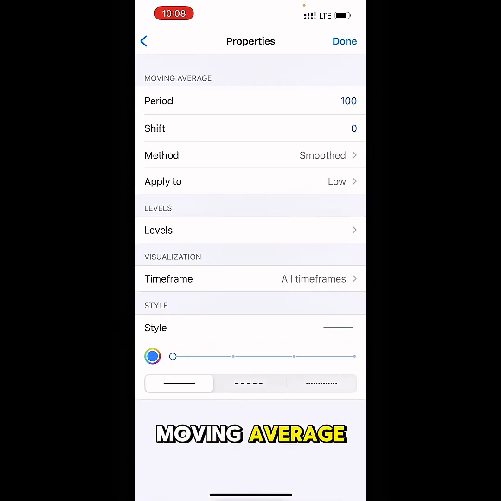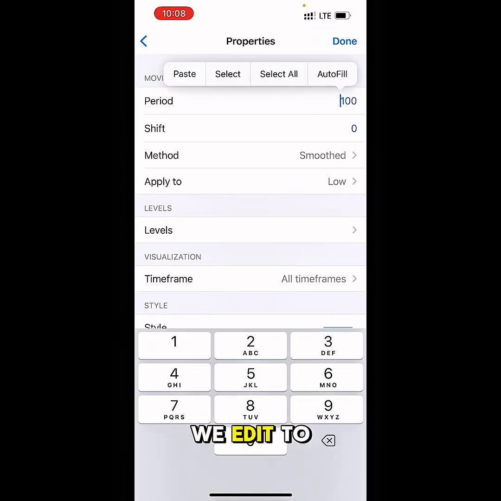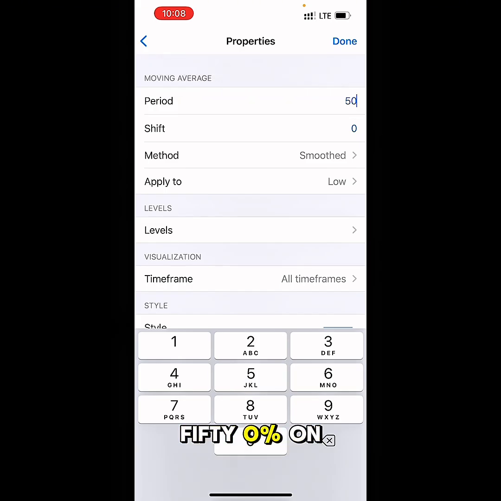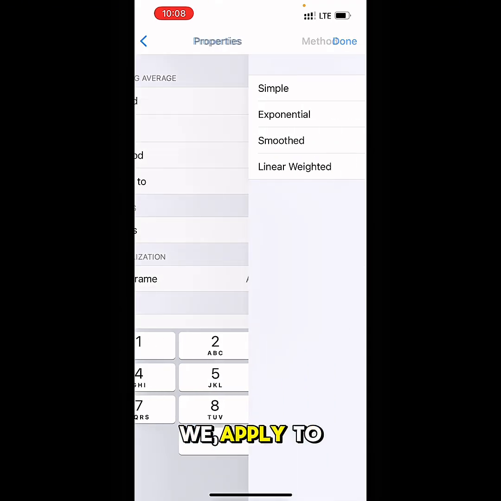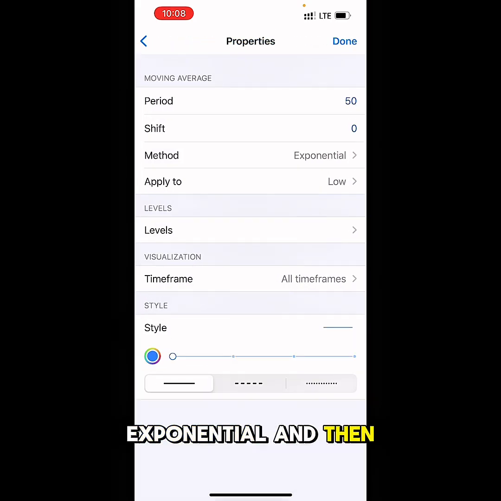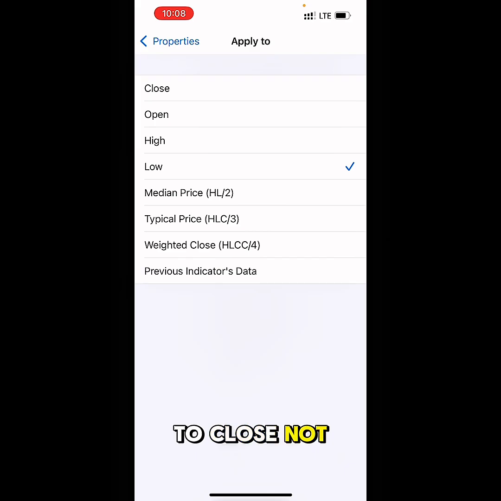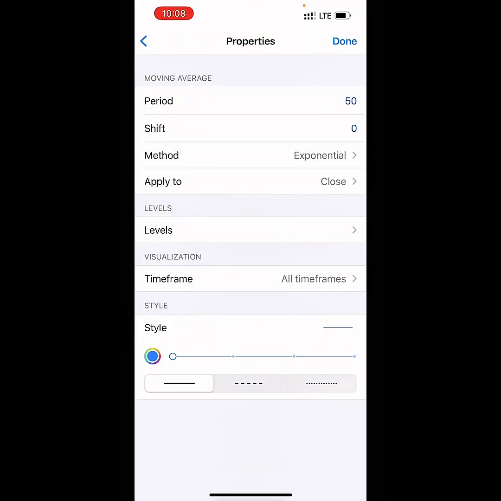We click on the moving average. Here we make sure that we edit to 50, 0% on the shift. Method we apply to exponential, and then we apply to close. Okay, remember to apply to close, not low anymore. So it's close. And we change the color.